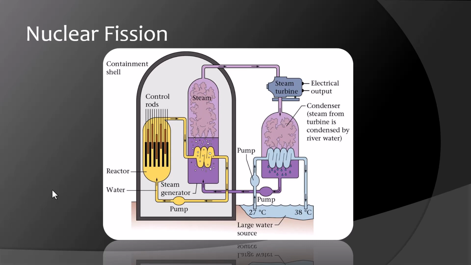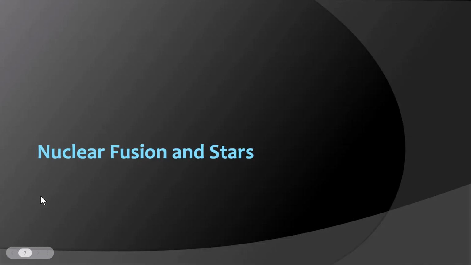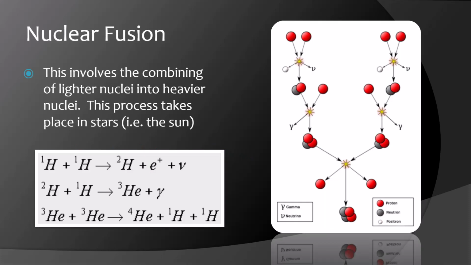The uncontrolled reaction would involve a nuclear weapon in which you would actually have an uncontrolled reaction of the splitting of the atom. And that's what most of our nuclear bombs are like. Now, we're going to look at the opposite effect of this, and this is called nuclear fusion. Fission is the splitting of atoms. Fusion is the combining of atoms.